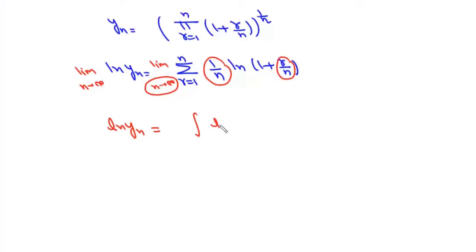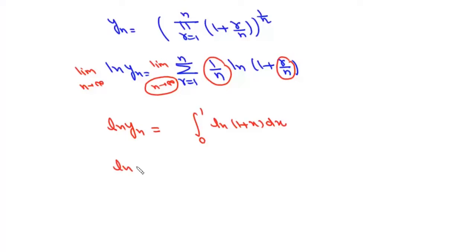integral log(1 plus x) dx. So we'll change this 1 upon n as dx and r upon n as x, and then we'll change this summation into integral. Now when r is 1, x is 1 by n, 1 by infinity is 0, and when r is n, n upon n is 1. So it will be this integral from 0 to 1 of log(1 plus x) dx.